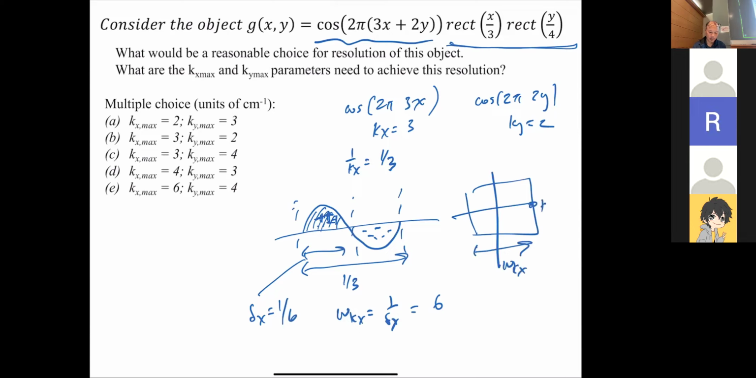But I only have to go out to a KX max, say, a minus KX max. So my KX max, assuming symmetry, would just be WKX over 2 equals 3. And this also matches the intuition I would have by knowing that's the highest component I have. All right. So remember, how far you sample in K space is determined by what frequencies you want to sample. How finely you sample in K space is determined by the size of the object.